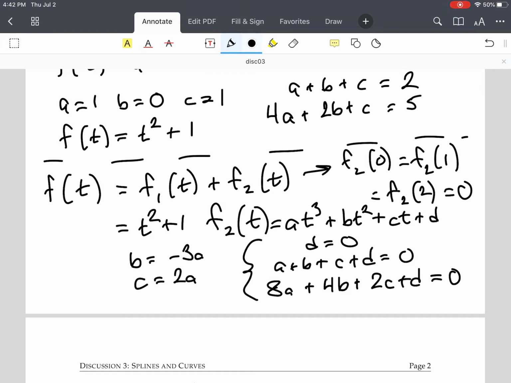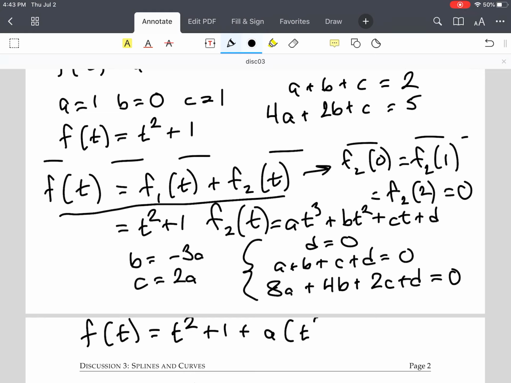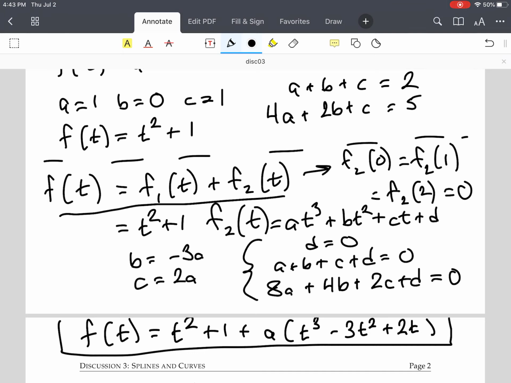And so putting this all together, now we can go back to this original composition formula we wrote, and we get f of t is equal to t squared plus 1 plus a times t cubed, right? That's just directly out of the formula. And then b is going to become negative 3, so minus 3t squared. And then c is 2, so plus 2t. And then d is 0, so that's it. And there we go. There is our solution.